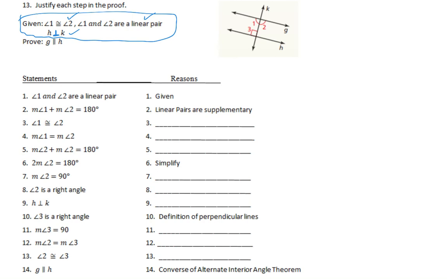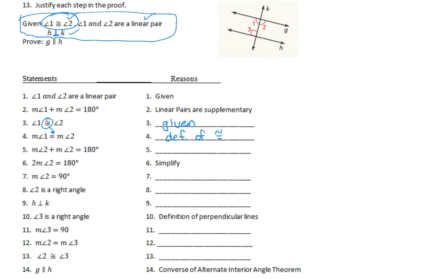So how do I know 1 and 2 are, okay, that's given. Linear pairs are supplementary. Angle 1 congruent to angle 2. I know that is given to me, so I'm going to write that. So how do I go from saying something's congruent to saying something is equal? Well, the definition of congruence is if something is congruent, then it's equal. So the definition of congruence.